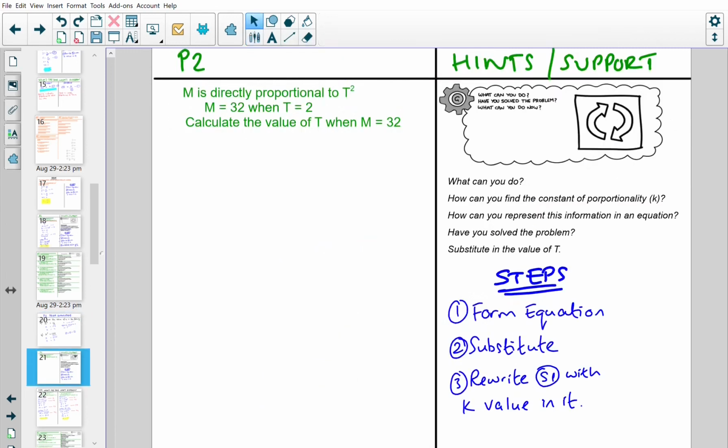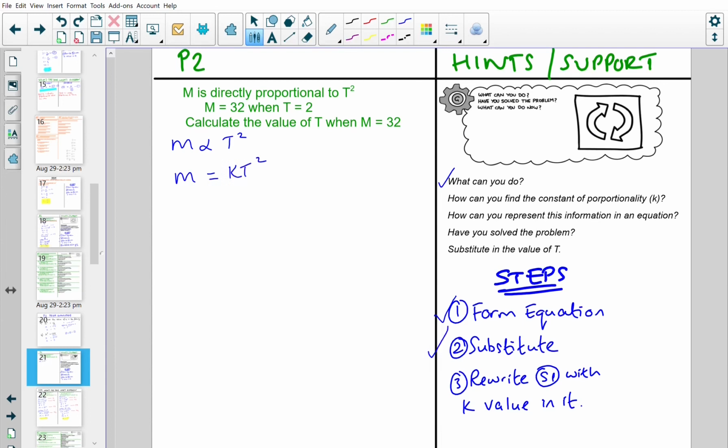Here's P2. Again, very similar to what we have been doing previously. On the right hand side are our hints. And here, m is directly proportional to t squared. So what can I do? The very first thing I can do here, I could express this mathematically. m is directly proportional to t squared. Tick. Now, for my steps, here it says how can you find a constant of proportionality k? But first of all, before we do this, we have to form the equation. So immediately, it's m equals kt squared.